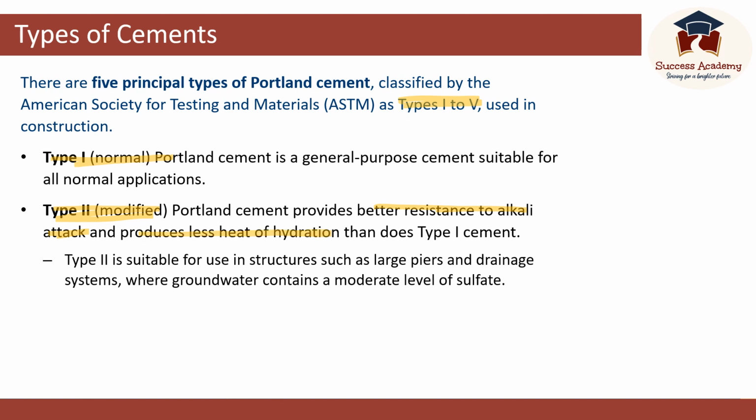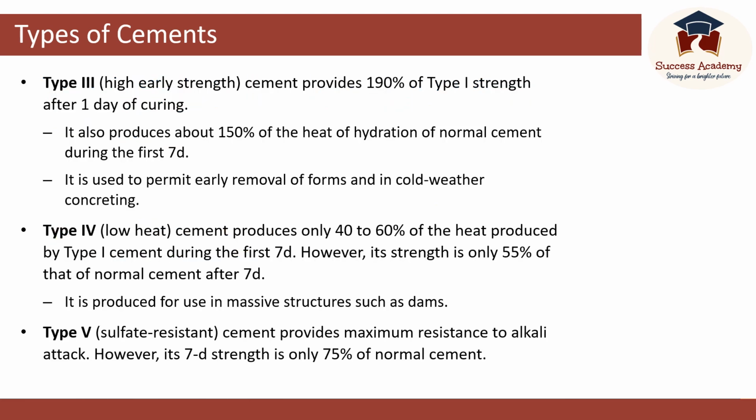Type 2 is suitable for use in structures such as large piers where we need to control the heat of hydration, and drainage systems where groundwater contains a moderate level of sulfate, to prevent swelling of concrete due to the sulfate reaction. Type 3 is high early strength cement.